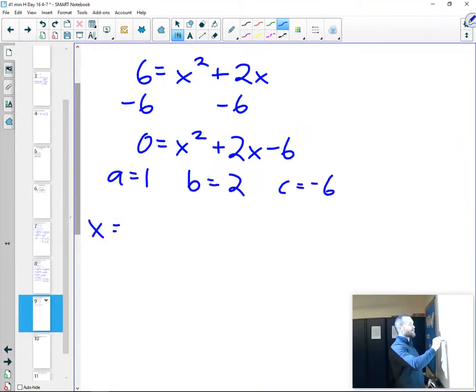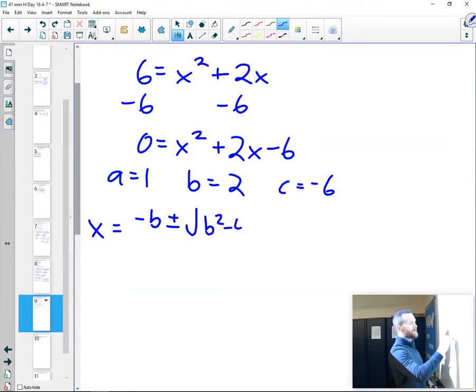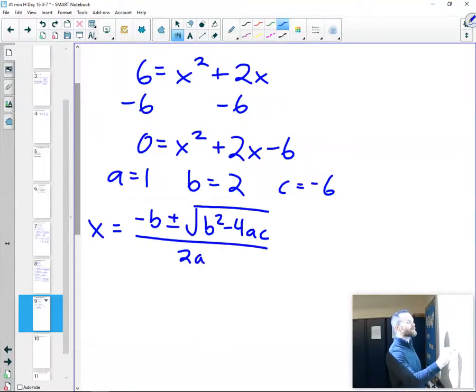And we're going to write out the quadratic formula: negative b plus or minus the square root of b squared minus 4ac, all divided by 2a. Now I'm going to show you how you can make this a little bit faster by skipping some steps.